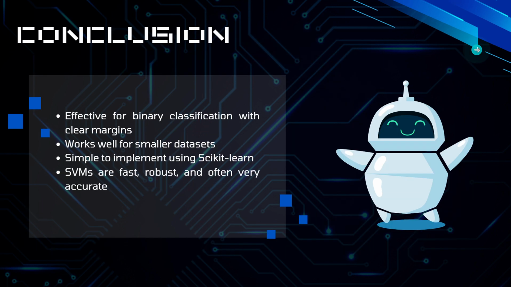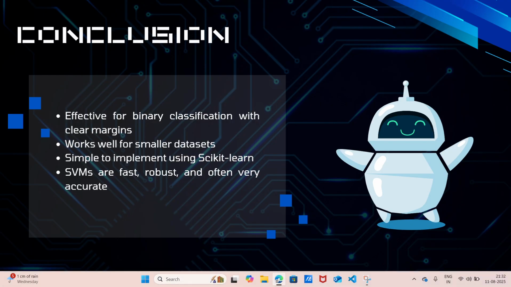In conclusion, SVM is highly effective for binary classification, especially when classes are clearly separated. It performs best on smaller datasets, and it's relatively simple to implement using libraries like scikit-learn. Overall, SVMs are fast, robust, and often highly accurate, making them a strong choice for many classification tasks. Now, I'll move on to the Google Colab notebook, where I'll walk through the actual Python code and show you the results step by step.